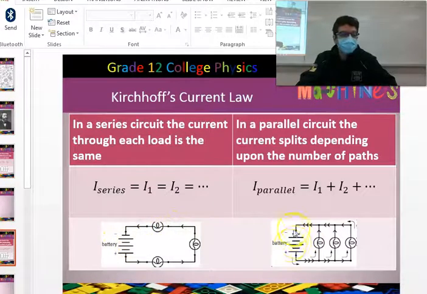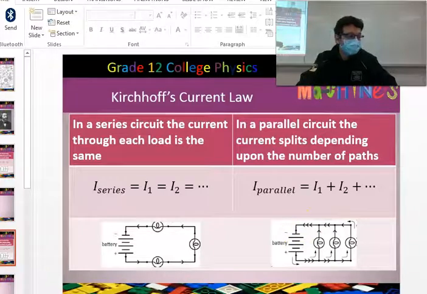Whereas if we have a parallel circuit, that river must split. Some of it will go down this pathway, some of it will go down this pathway, and some will go down this pathway. The majority will choose the path of least resistance, but they will split. And so the current that goes through the battery must be equal to all of these currents through each bulb added together, because they will eventually come back together.